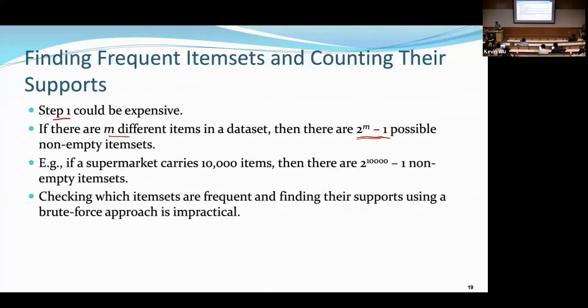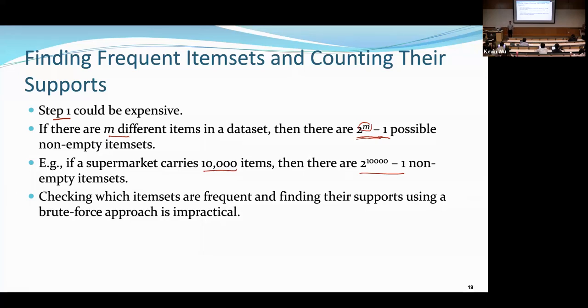However, this M here refers to the total number of items in your data set. So if a supermarket carries 10,000 items, then there are this many possible item sets. Each one of them could be a frequent item set.